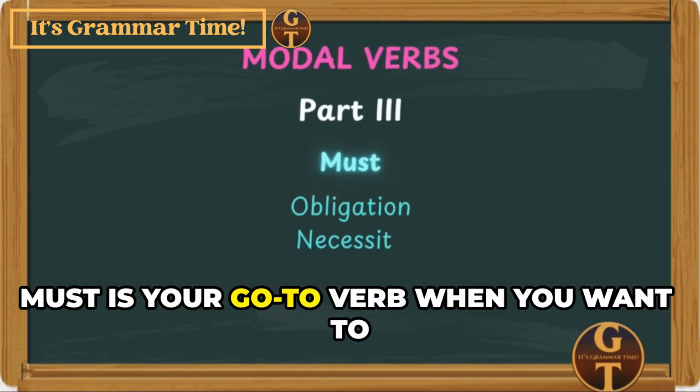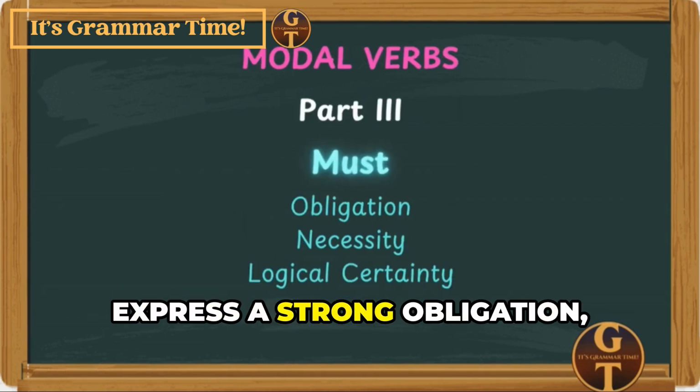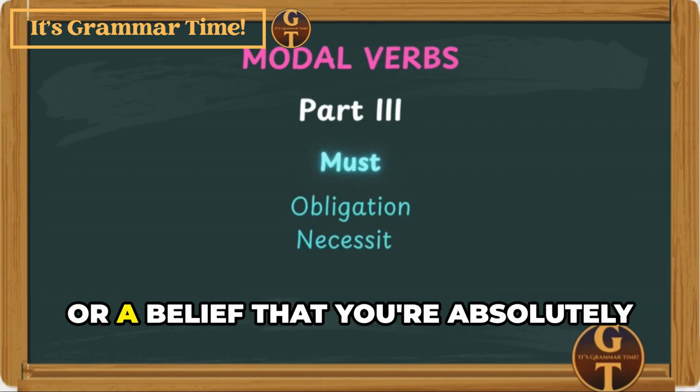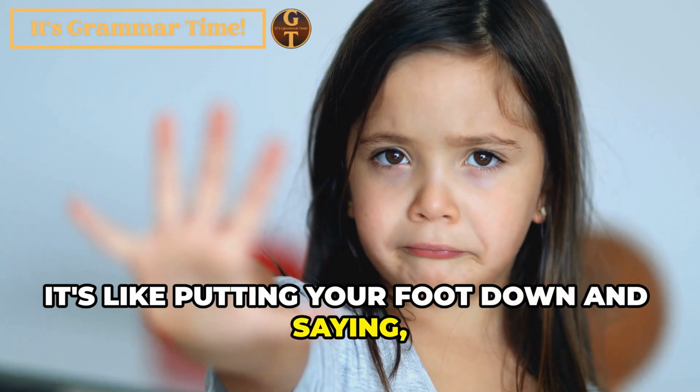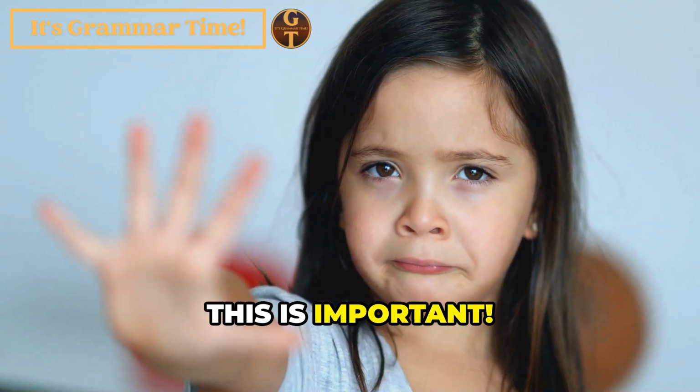Remember, must is your go-to verb when you want to express a strong obligation, a necessity, or a belief that you're absolutely certain about. It's like putting your foot down and saying, "This is important."